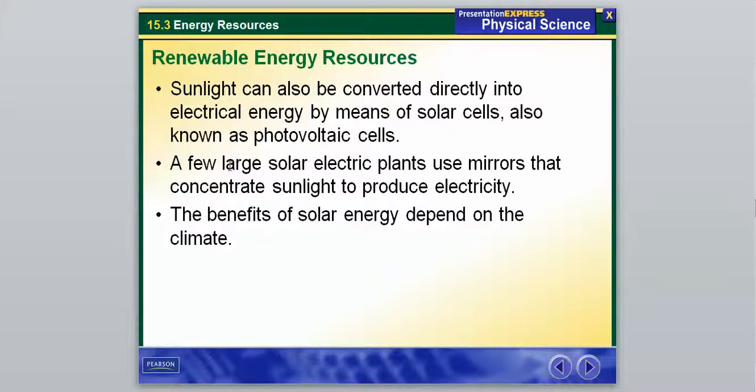And a few large solar electric plants use mirrors that concentrate sunlight to produce electricity. And so, again, they're trying to figure out other ways to maximize the amount of energy they can get. And the benefits of solar energy depend on the climate. Obviously, if you're in a very cloudy, rainy region, solar energy is not going to be a very practical thing for that area. So solar energy, again, kind of depends on where you're at and how effective this renewable energy resource can be.